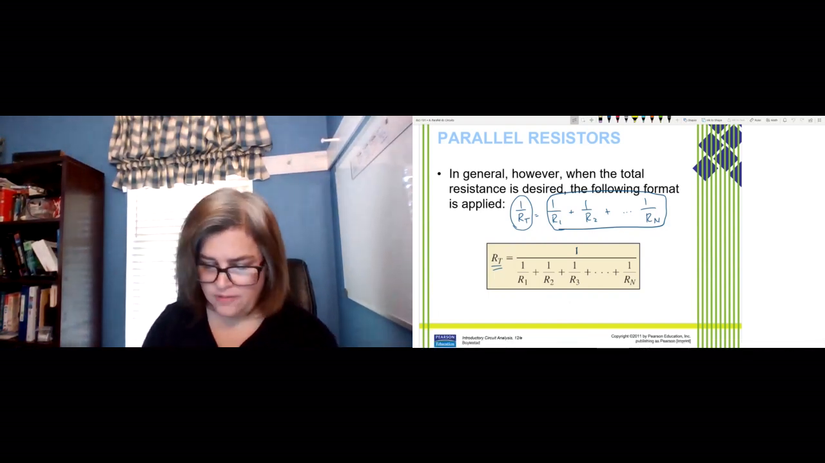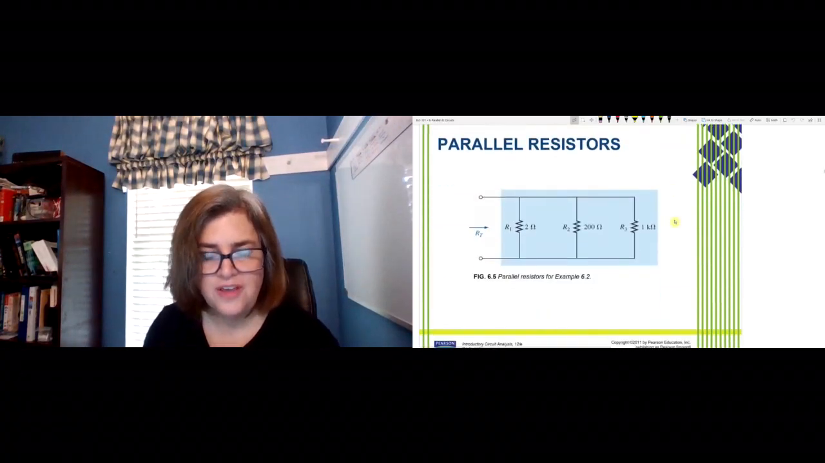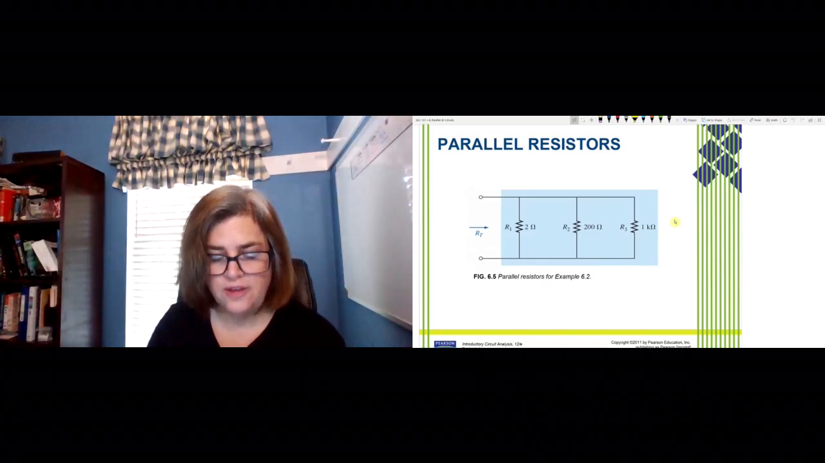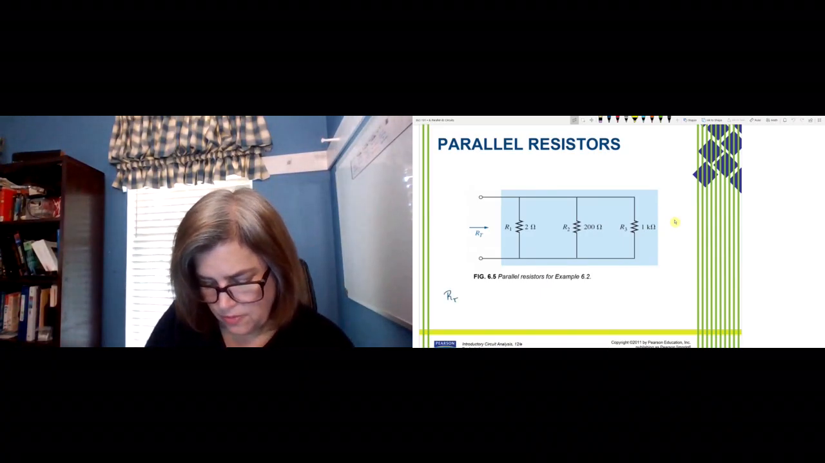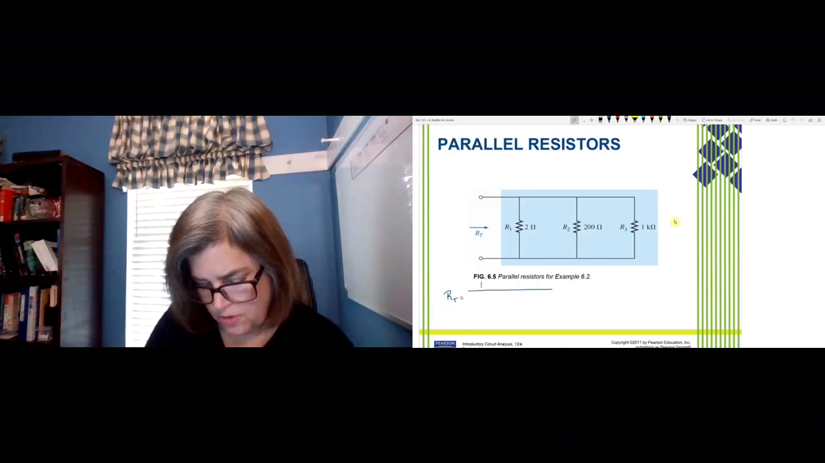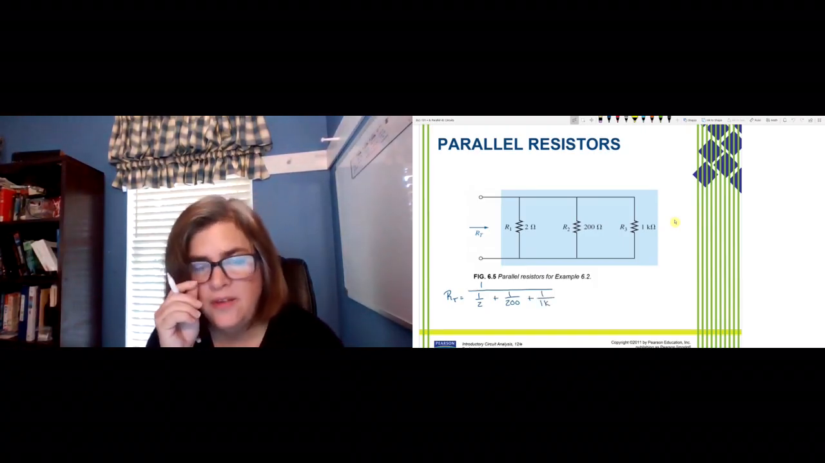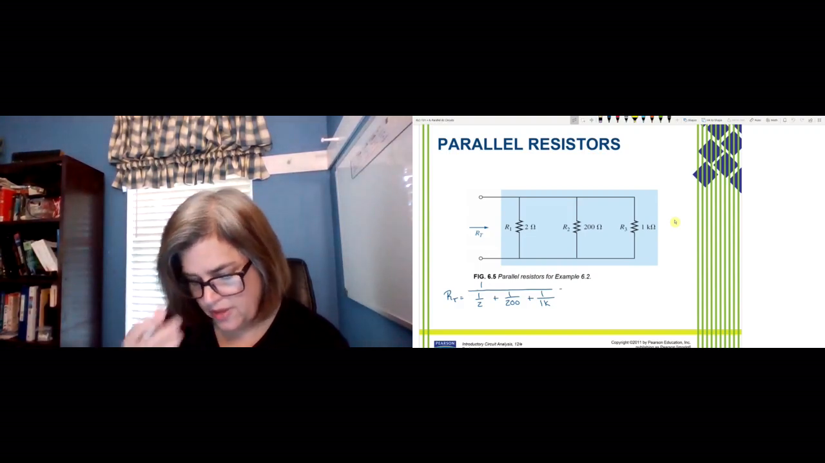All right, so we have the next circuit. Let's calculate our total resistance here for this circuit. So RT is going to be 1 over 2 plus 1 over 200 plus 1 over 1K, which remember 1K is 1,000, so when you put this into your calculator, make sure you remember that.